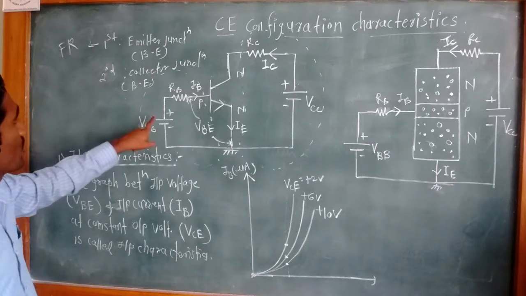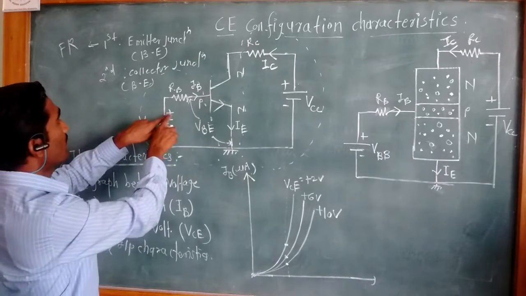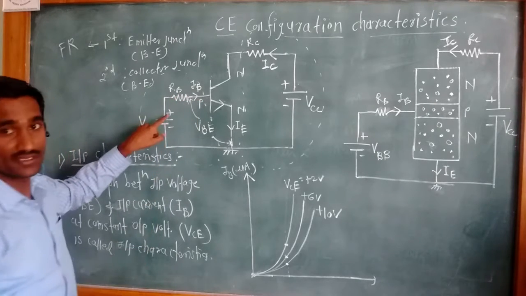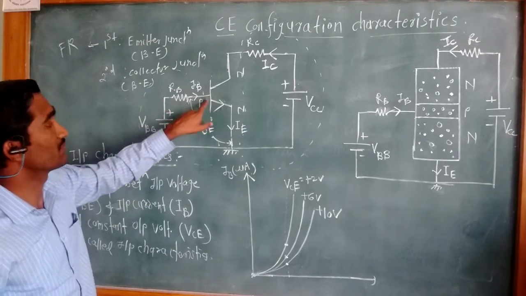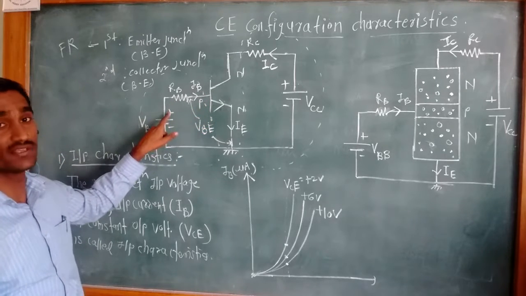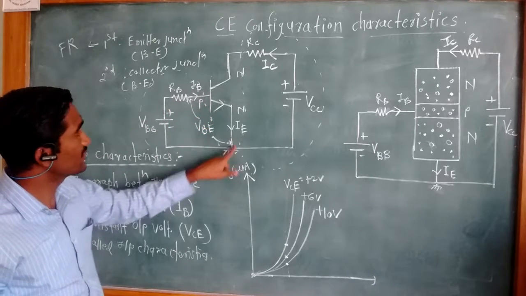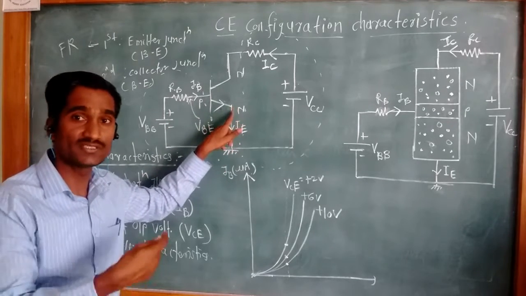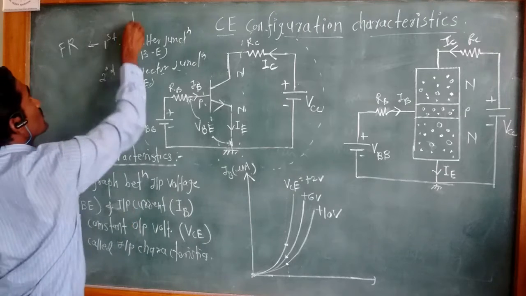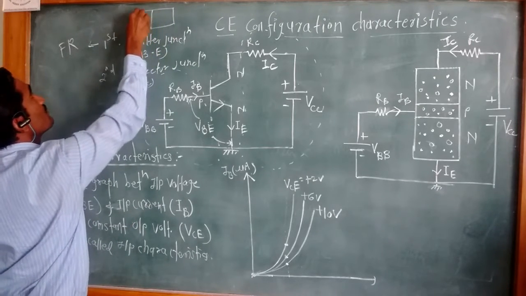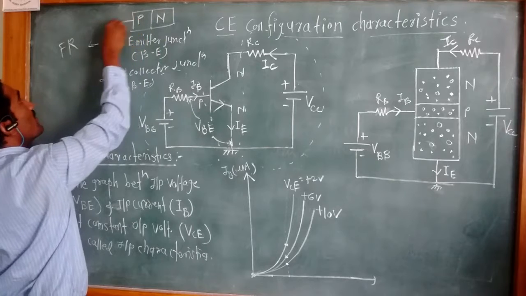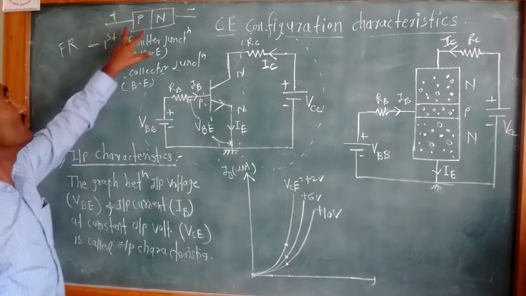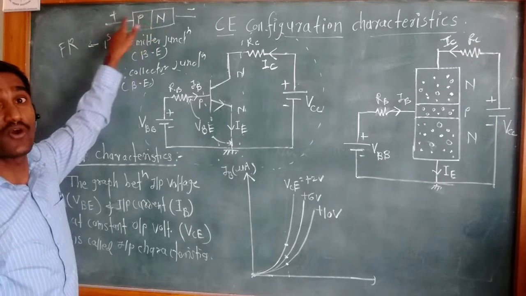So how does it become forward biased? If we apply the positive terminal of the battery to the P-type semiconductor, and the negative is connected to the N-type semiconductor, it becomes forward biased. Like that, if you take a diode with P and N, and we apply positive to the P and negative to the N, it becomes forward bias. So this is nothing but the forward bias condition.